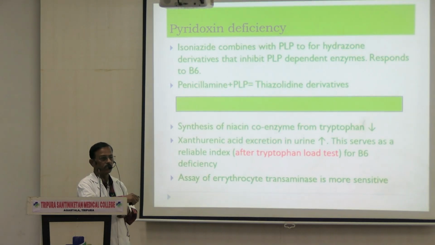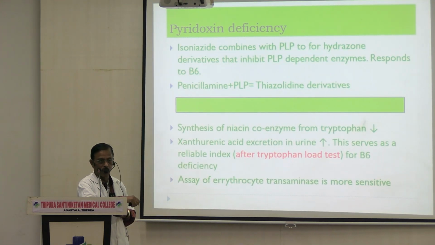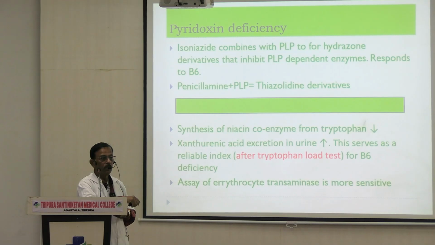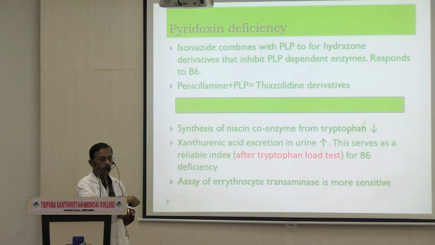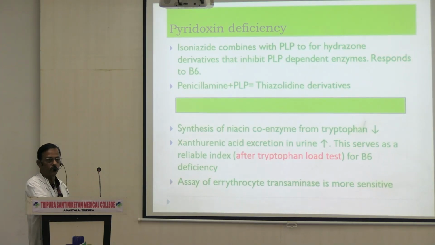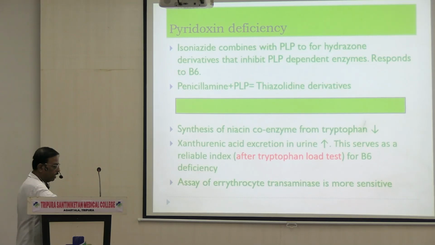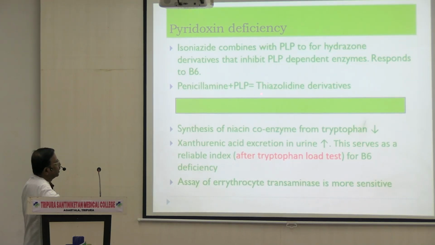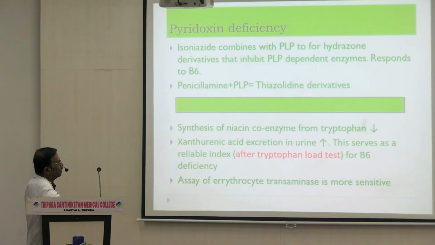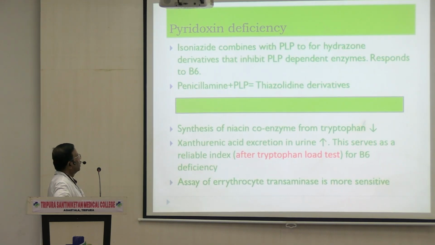So when we give anti-tubercular drug to the patient, a patient has to take 9 months course of anti-tuberculosis drug. Definitely he is going to have some peripheral neuritis. So we give this vitamin B6 along with the drug. Idea is this drug should not cause PLP deficiency. Penicillamine with PLP causes thiazolidine derivatives, and the same thing happens like isoniazid.